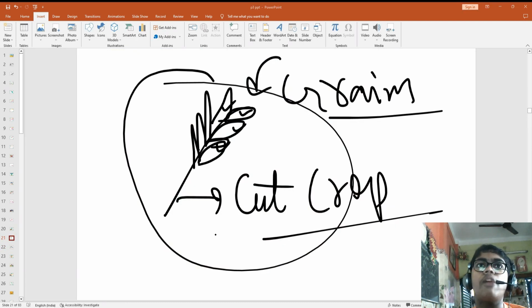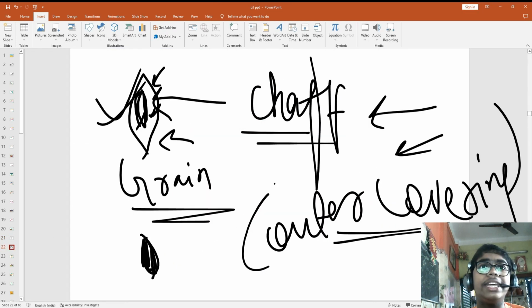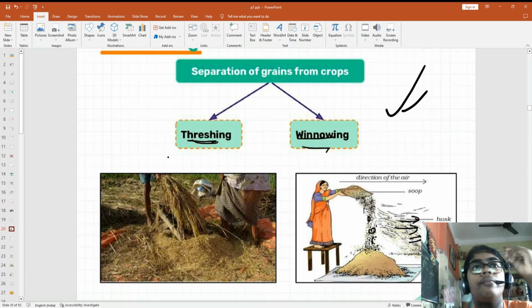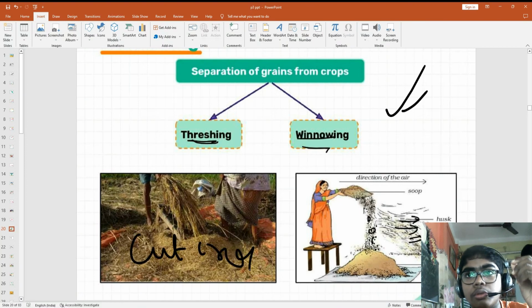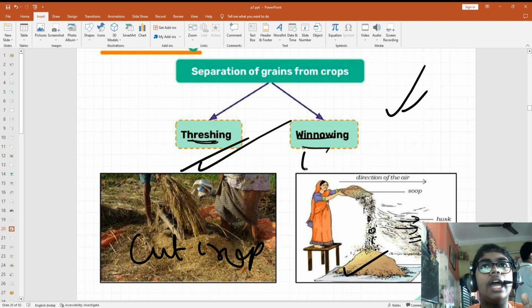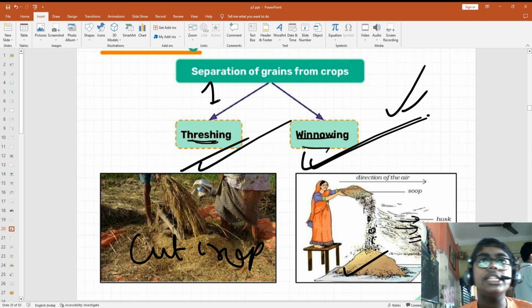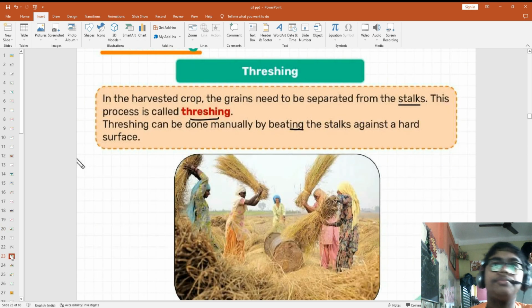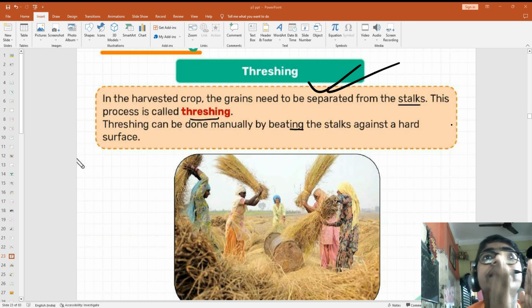From this cut crop to these grains, we are doing certain steps. We are separating the things. So separation of grains from crops we are doing, isn't it? So two types, threshing is there and winnowing is there. Threshing is a process and winnowing is a process of separating. Now what is threshing? In the harvested crop, the grains are separated from stalks.